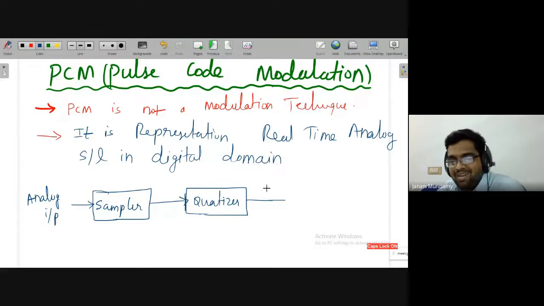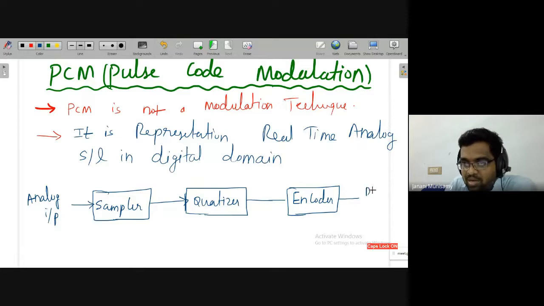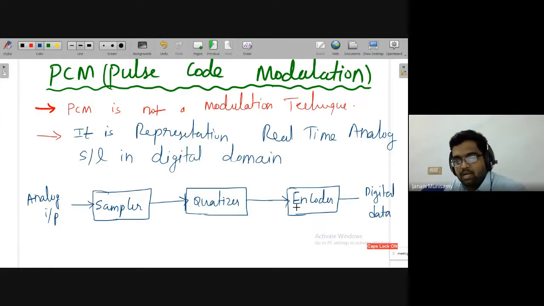After quantizing, we have to assign a digital value. So that is the encoder. Then the output of this encoder is the digital data, ones and zeros. Again, directly you cannot send the digital data. Some coding scheme is there, line coding schemes. They use பண்ணி தான் வந்து send பண்ணனும். But at this moment, just consider it as ones and zeros.